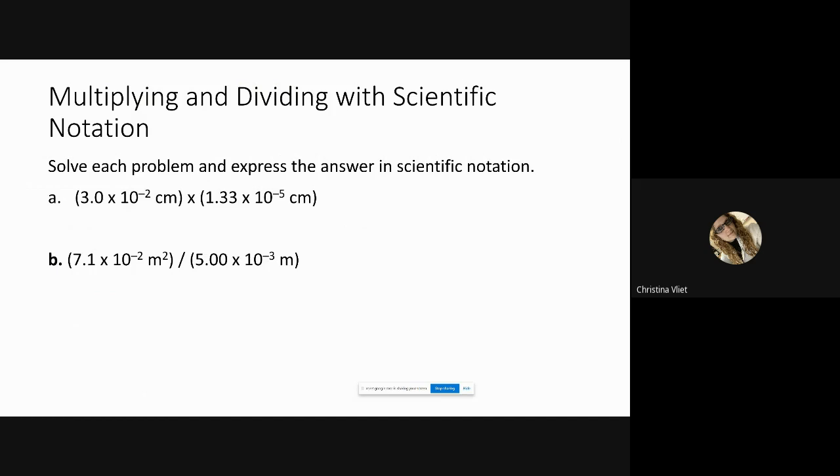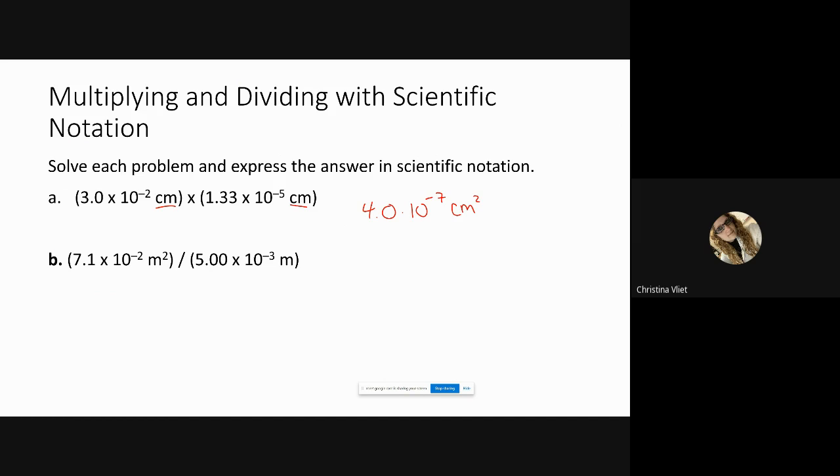The first one was the easier scenario. The second one's actually more difficult to enter the answer in if you have a division. Oh, and by the way, with that first one, it was 4.0 times 10 to the negative 7, right? What was our units? Centimeters times centimeters. So it's actually centimeters squared, just to make sure you have the right unit in your answer.